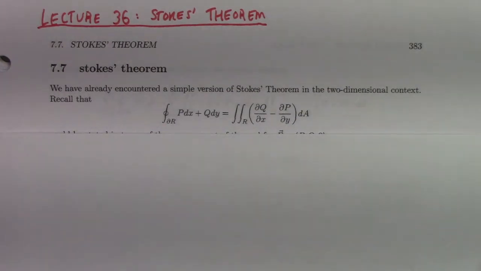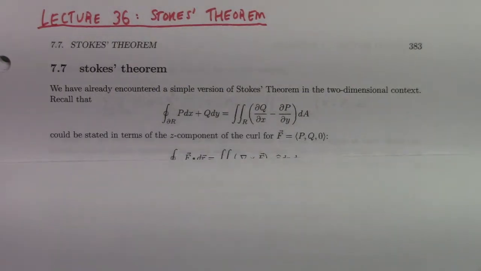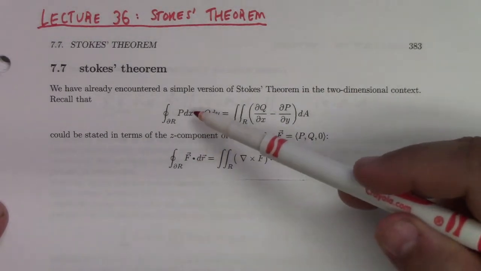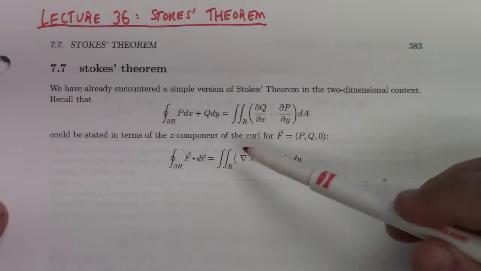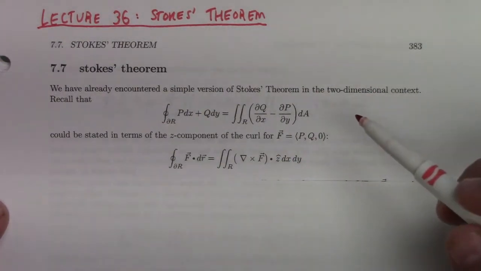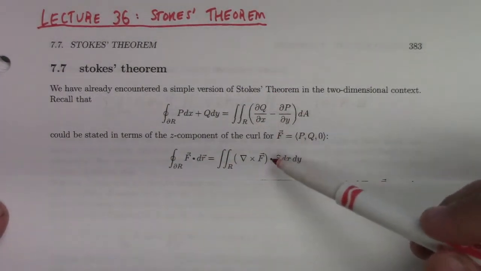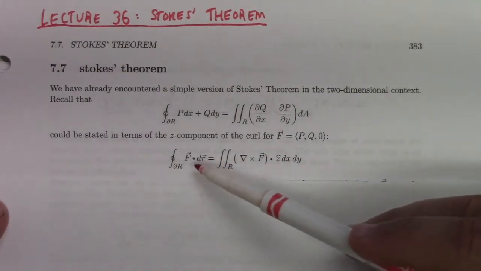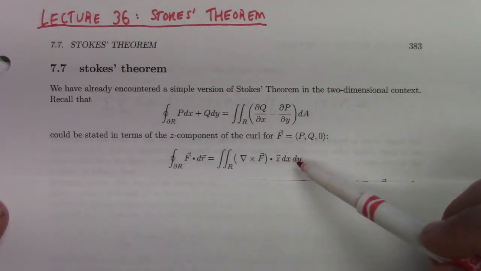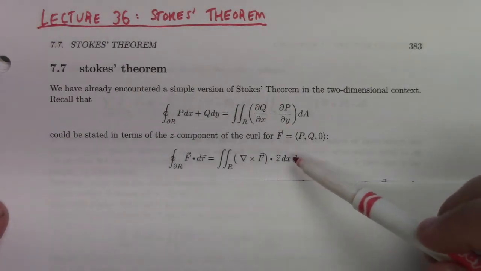In the two-dimensional context, Stokes theorem becomes Green's theorem in the following sense. If you look at Green's theorem, really you're looking at the line integral of a vector field PQ, or you could think about PQ0. If you take that line integral, then the z component of the curl is exactly that, and so the line integral around the boundary is equal to the surface integral of the curl around the appropriate area.